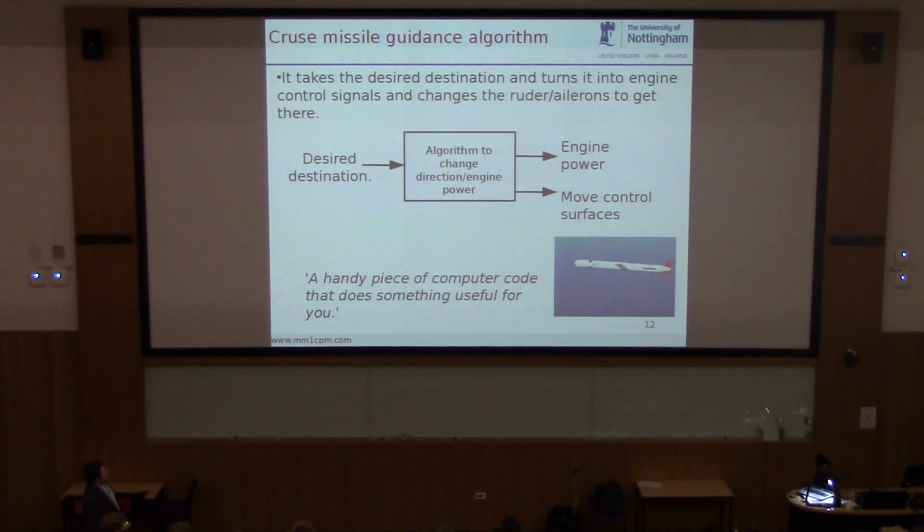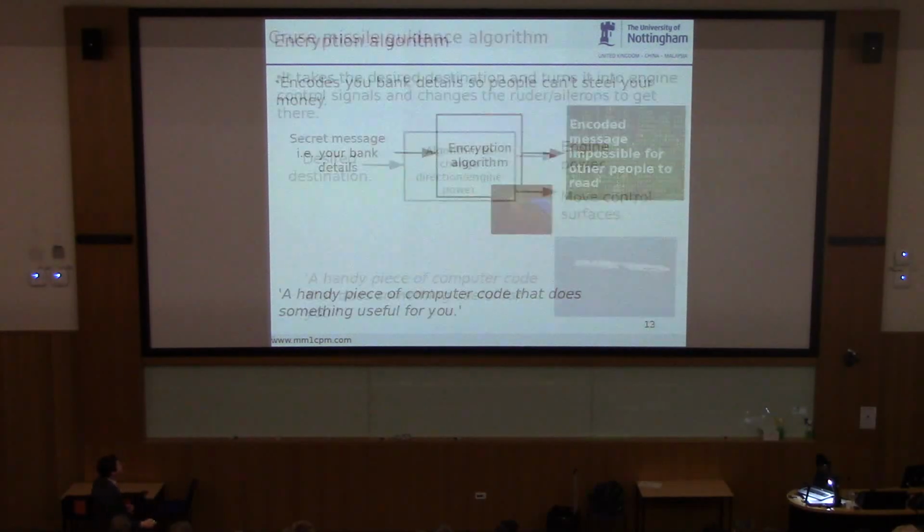Another example might be the algorithm in the guidance system of a cruise missile. Into the algorithm, you might put the desired destination or target, and the algorithm will change the engine power and move the control surfaces to make sure the cruise missile gets to its target. It's taking input and doing something. Again, a handy piece of code that does something useful for you.